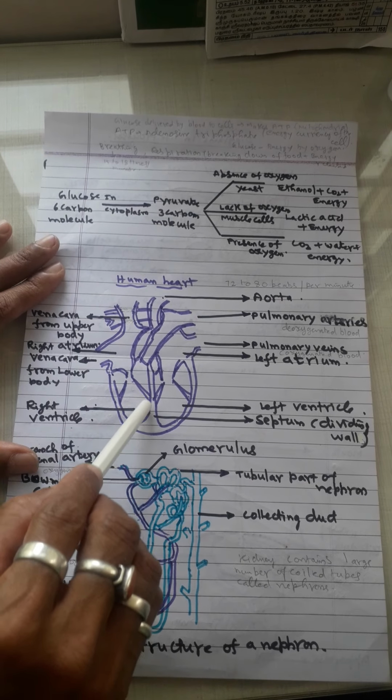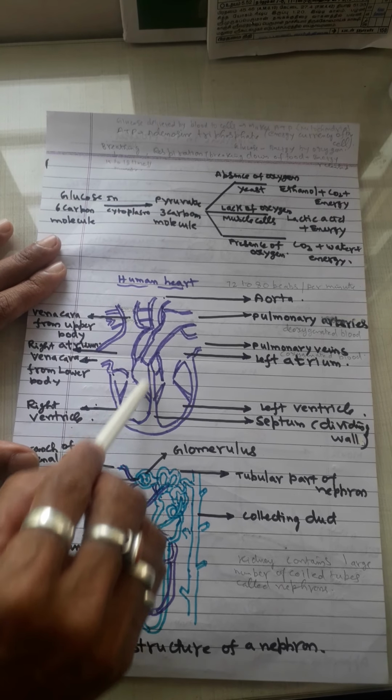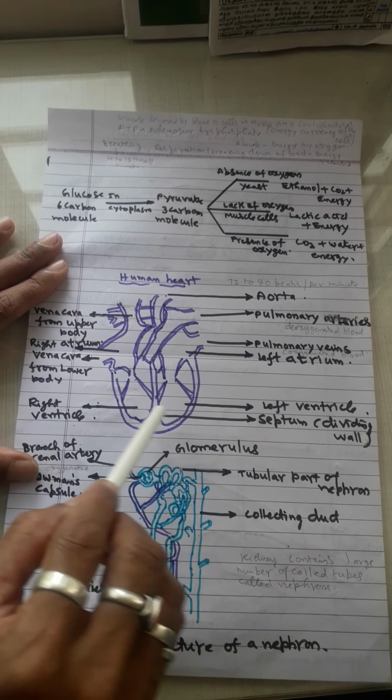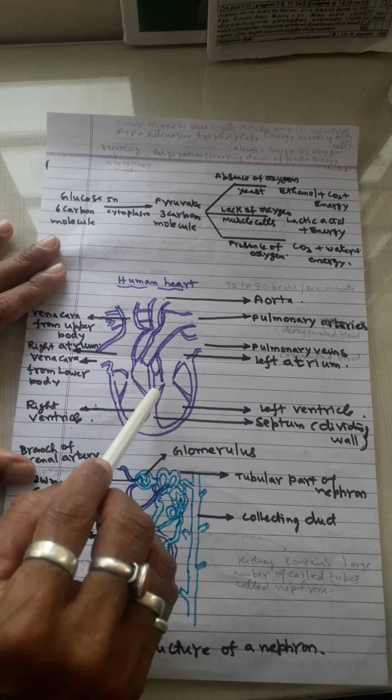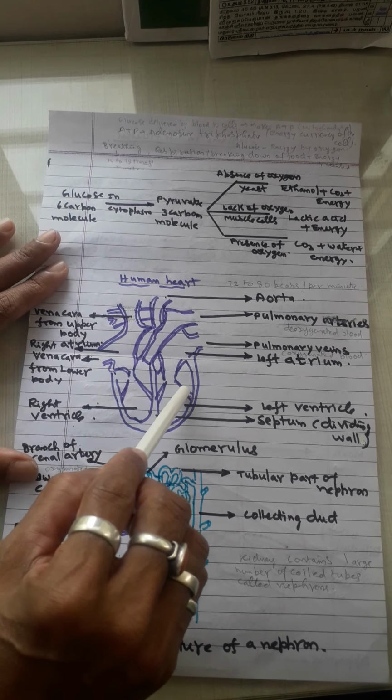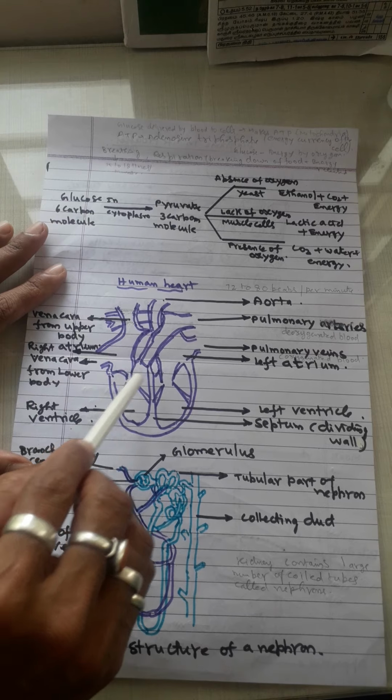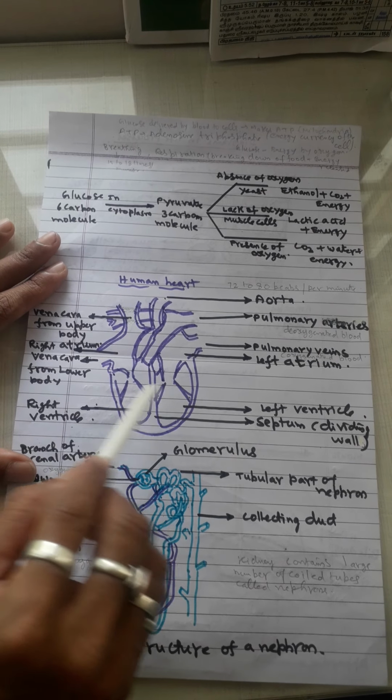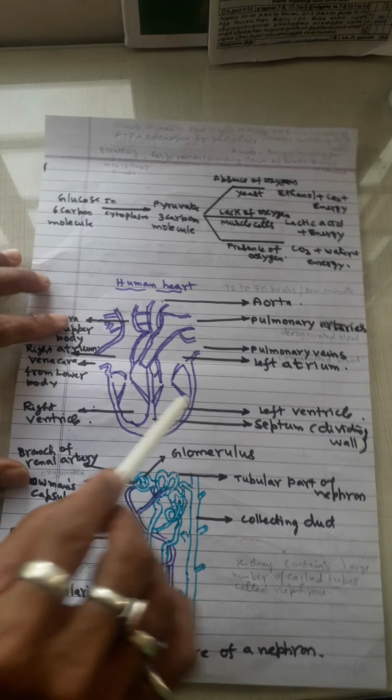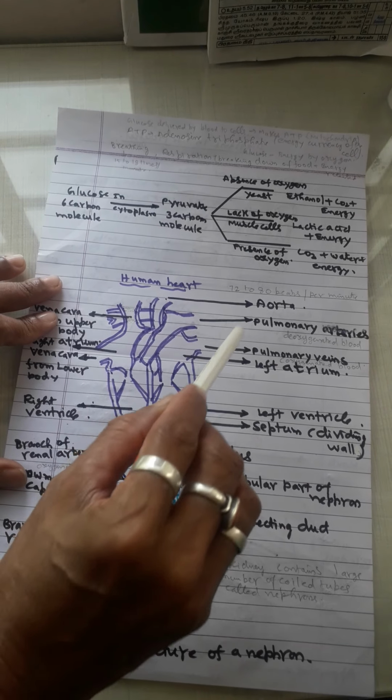Okay, now let us see how the heart functions also. There is a dividing wall here, which we call the septum. This septum divides the oxygenated blood and deoxygenated blood separately, so that they will not combine with each other. Now how it works, let us see here.